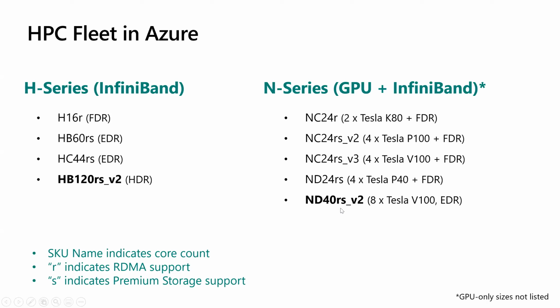And R supports RDMA, and S supports premium storage. So HB V2 has HDR, and ND40 supports EDR. So that's a quick overview of how you can decode the names to the actual VM functionality or features.